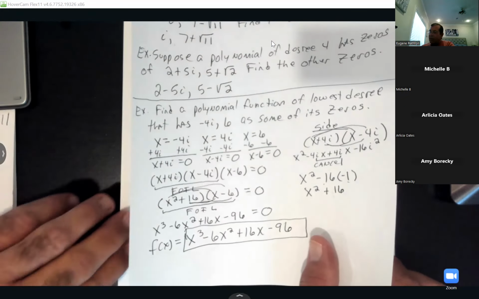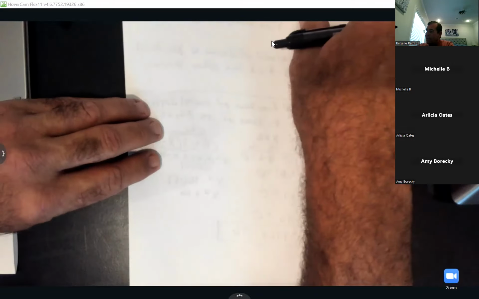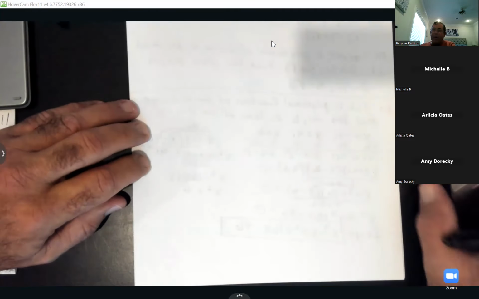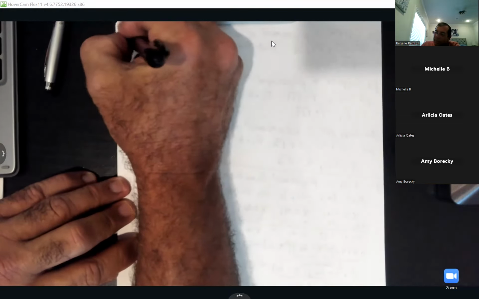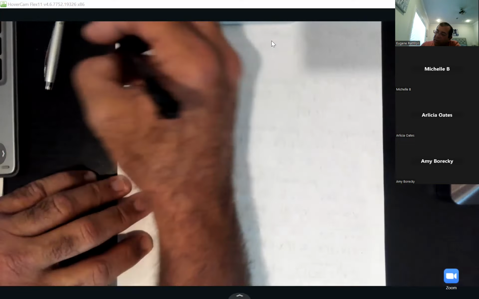All right, so let's try another one now. Y'all, that's why we're only doing 8-4 today, because it's a lot of FOILing in this, okay? So y'all, let's see what we do on this one. So once again, find a polynomial of lowest degree.